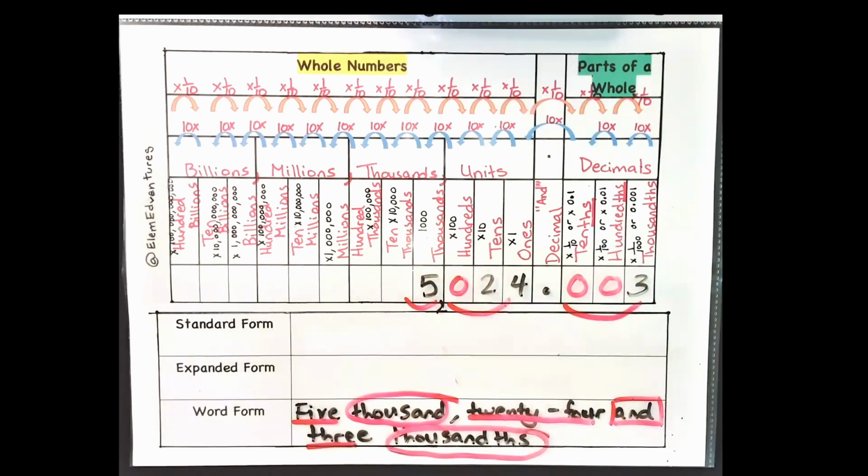Here I have included my arcs as well as my comma. This will help me say the number correctly. The standard form is 5,024 and 3 thousandths.